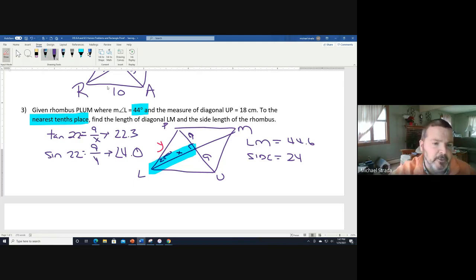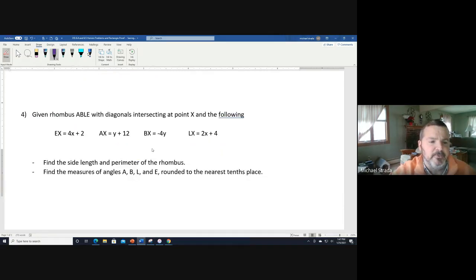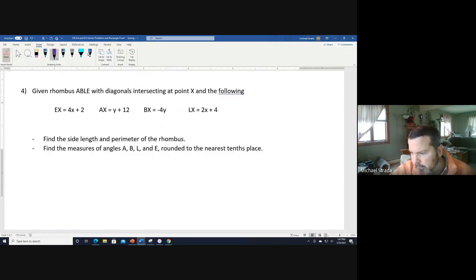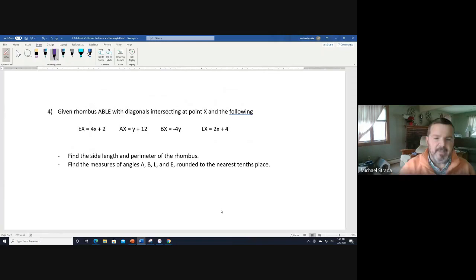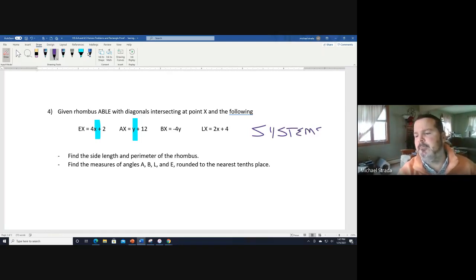Okay, so then let's move on to the last one, which is the biggie. It's got a lot going on. All right, so we're looking at it, and it says, given rhombus ABLE with diagonals intersecting at point X in the following: 4x plus 2, y plus 12, negative 4y, 2x plus 4. Hopefully you recognize we have two different variables, which is telling me we're going to dabble a little bit in systems.